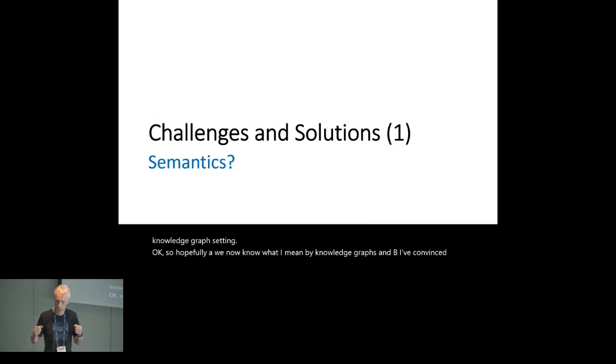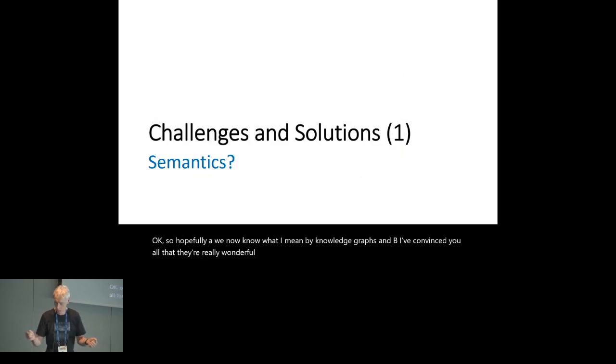Okay, so hopefully, A, we now know what I mean by knowledge graphs, and B, I've convinced you all that they're really wonderful and a massive improvement on older style data structures. But there is, of course, nothing that's just completely straightforward in computer science anyway. So there are several challenges that I'm going to talk about now. One of them is semantics, of course.